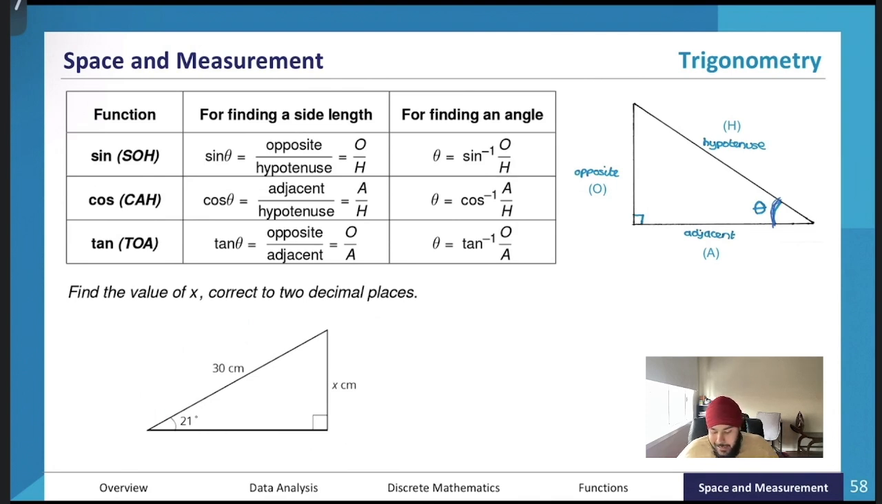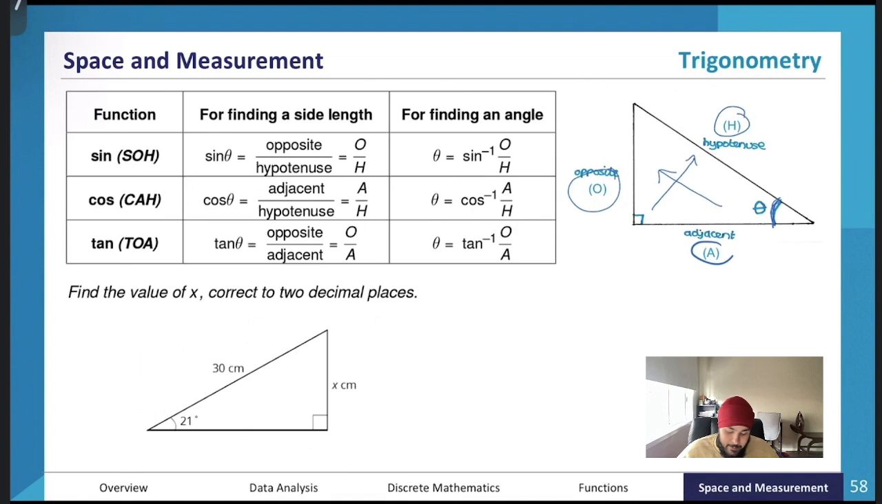The side that is opposite to the right angle is always the hypotenuse. The side that is physically opposite to the angle is the opposite side, or the O. And the other side, between the right angle and the angle, is the adjacent side. So if we know one side and one angle, we can work out the unknown side using a little bit of algebra and these circular functions.